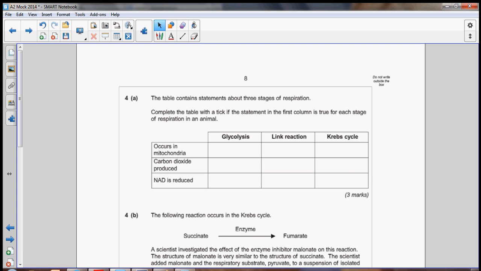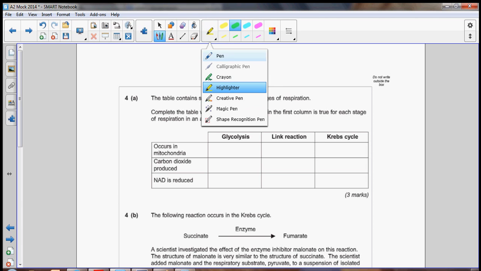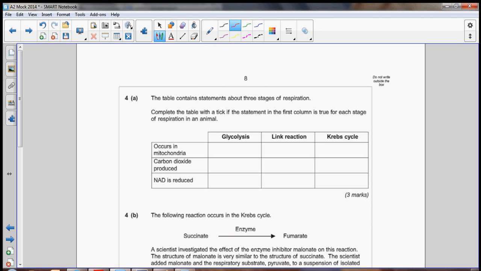Make sure if you get an instruction like that, which asks you to complete a table with a tick, that you do use a tick. You'd be surprised how many people use other things, and the examiners could decide to drop you marks because of that.